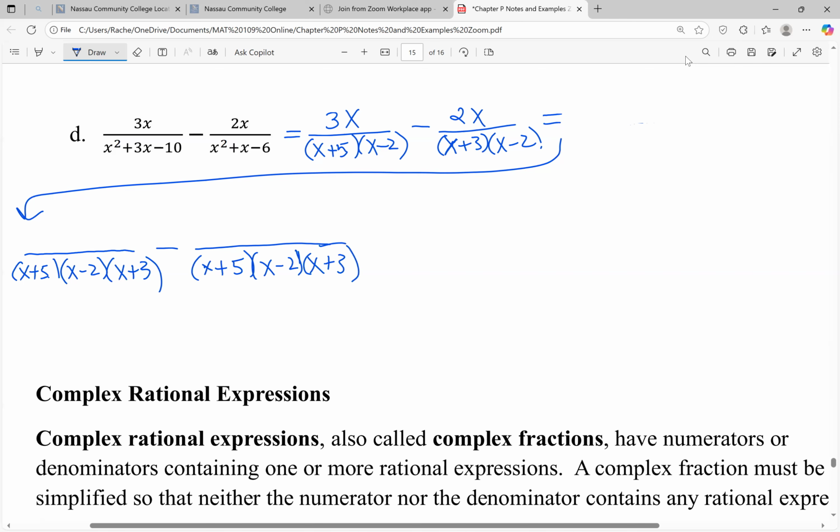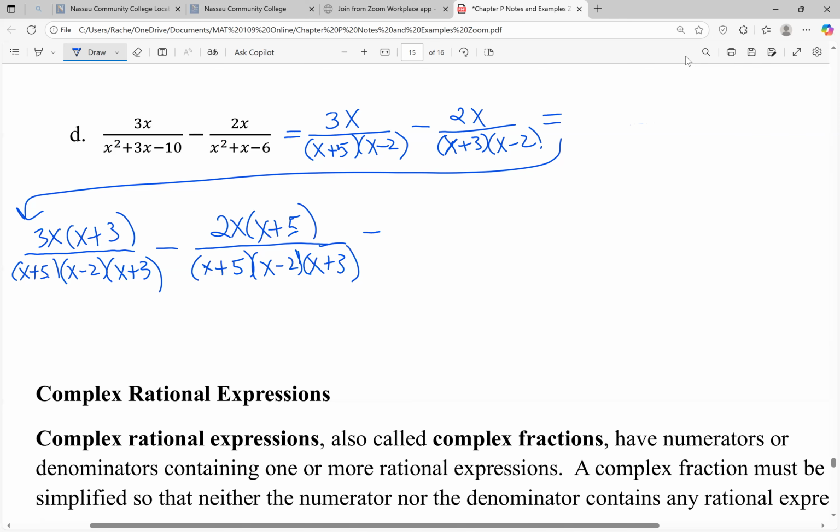So now we have to rewrite the numerators accordingly, right? So I'm going to multiply 3x by the additional factor, right? 3x needs to be multiplied by x plus 3. And then the 2x needs to be multiplied by the additional factor, which is x plus 5.